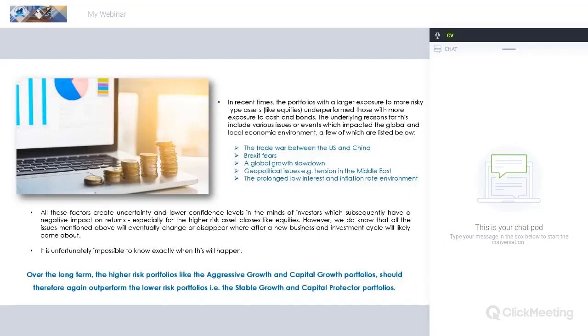One needs to note that South Africa is not functioning in isolation. Therefore, South Africa is also exposed to what happens in the global economic environment. Of late, the trade war between the US and China, United Kingdom leaving the Eurozone, the global growth slowdown, and all other geopolitical issues have created uncertainty and lowered the confidence levels of investors all across the world.